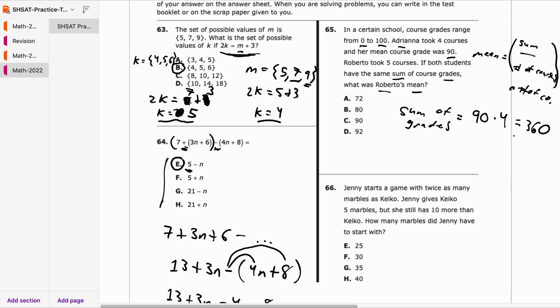So that's the sum of Adriana's grades, and we're told that both students have the same sum of course grades. So this is also Roberto's sum. And now to find Roberto's average, it would just be equal to the sum of his grades over the number of classes.